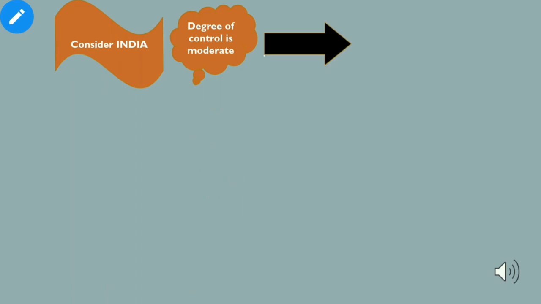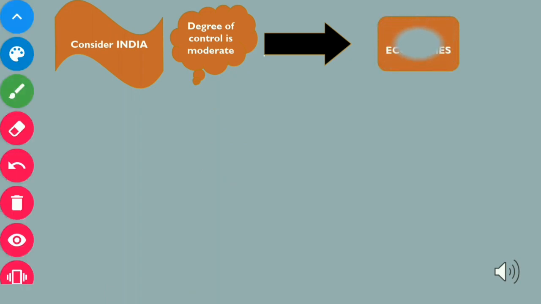Okay, so now let's talk about the third kind of economy, basically, that is mixed economy. Let's take an example and consider India. The degree of control of the government in India is moderate because it is neither too high nor too low. Okay, I think we can get more clarity if we talk about the differences. So, let's move on to that.